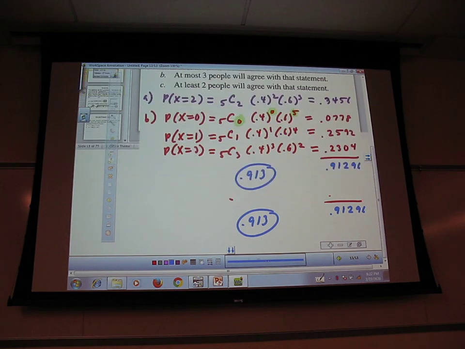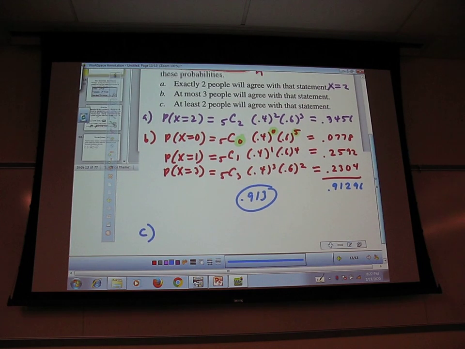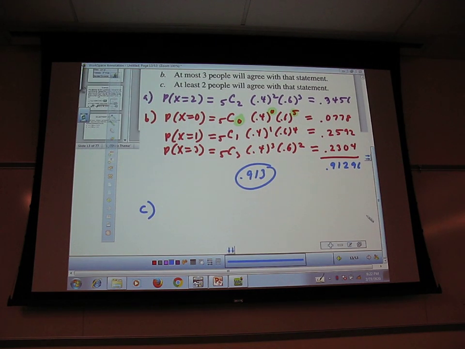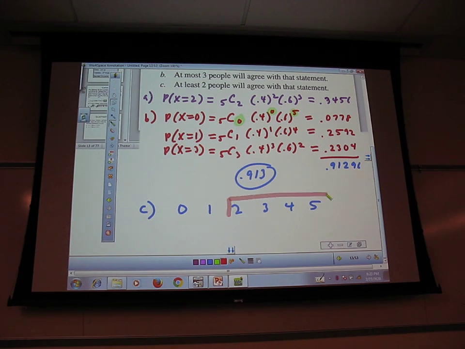Now, let's take a look at C. For C, we don't need to do any extra work. Here's the deal for C. At least 2 people agree with this statement. All right, what are my options? 0, 1, 2, 3, 4, and 5. I have 5 people, so I can have 0 through 5 possibilities for X, right? What is at least 2? At least 2 means who? 2 or greater. That's these guys here. Yes?